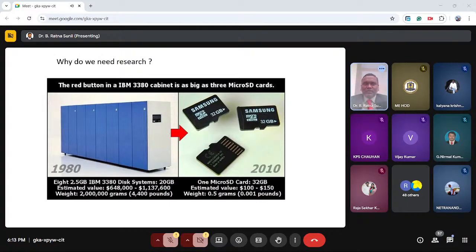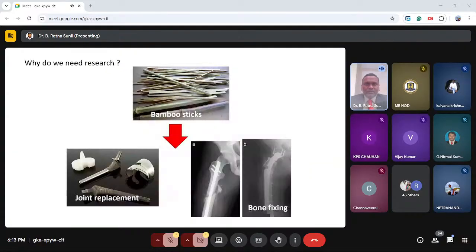You can compare one example. In the 1980s, the IBM 3380 storage system, just for 20 GB, cost around $648. Now we can see even for 32 GB of space, it is not even $100, even less. And in recent years, we can save large amounts of data in small devices at a very cheap price. That is the result of research and development again.